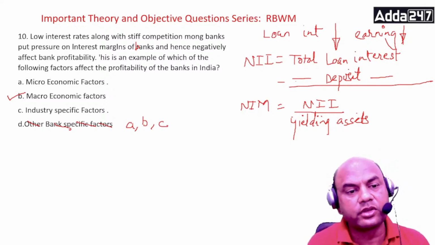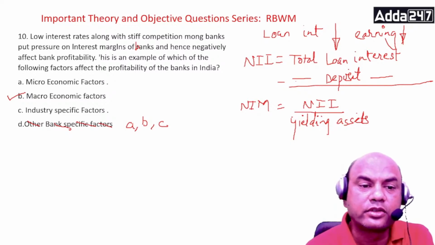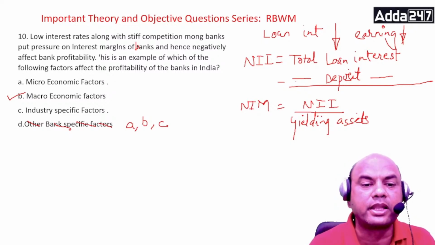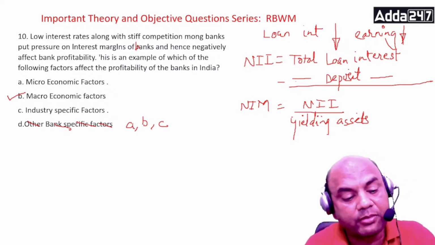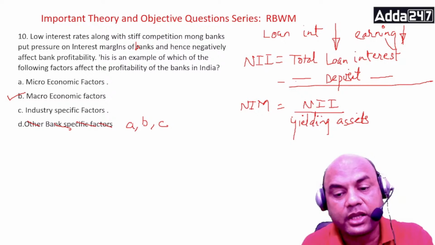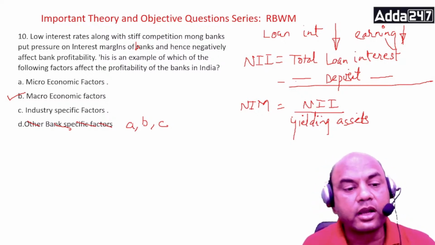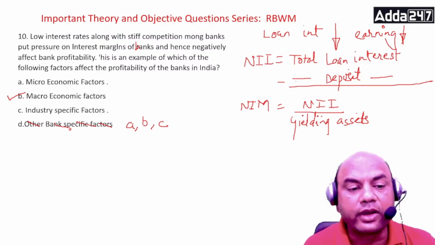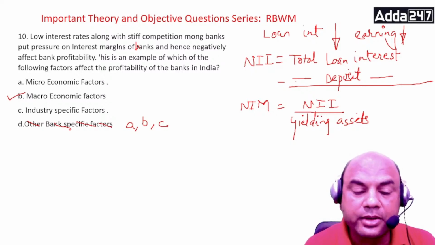Remember this, because it depends on what options are given. In the exam you will find problems where, if the options are easy, you'll be able to find the answer. But many times they tell you to choose between them, so which is the best option available among these, that we have to choose. In such cases lies the real problem. So here it is macroeconomic factors. But if they give you the option A, B and C, all of them, then choose A, B and C. Got it?